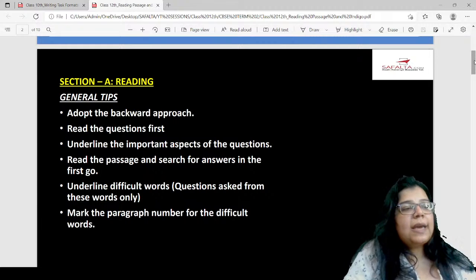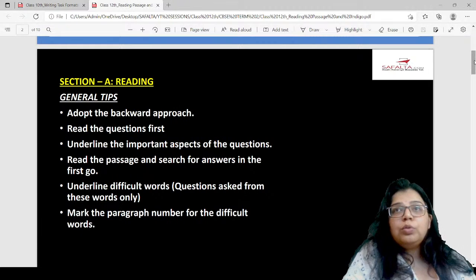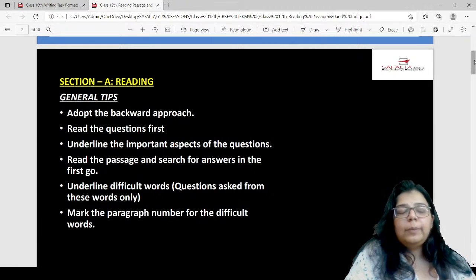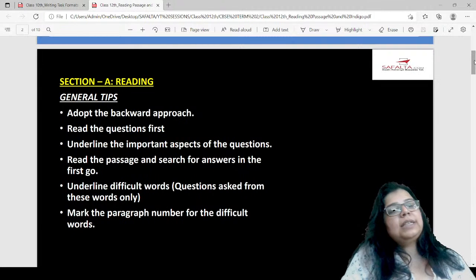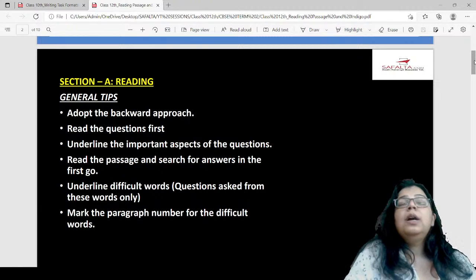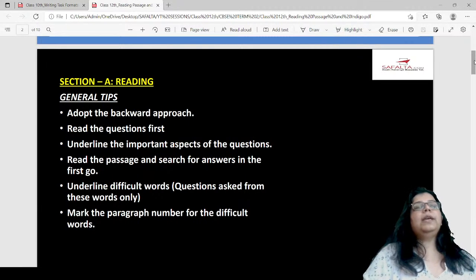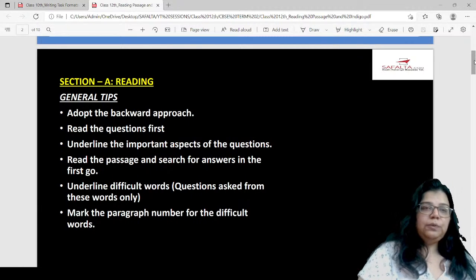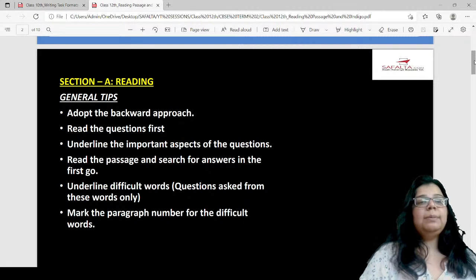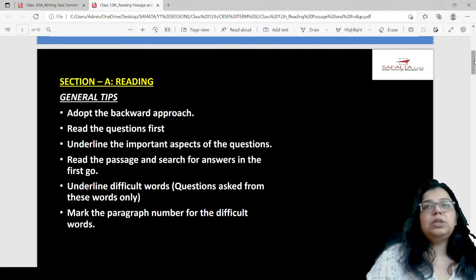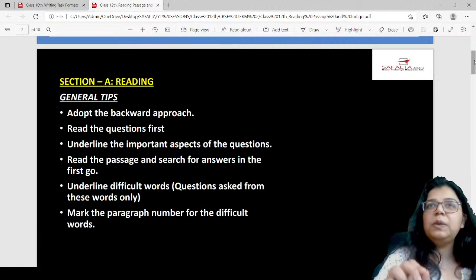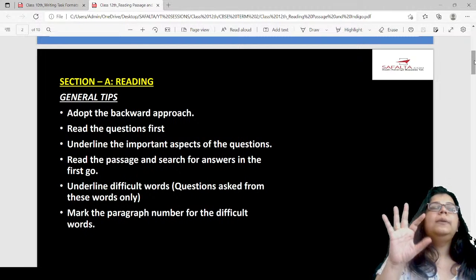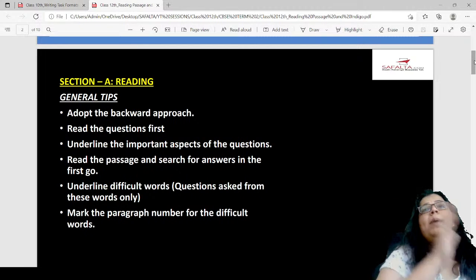IELTS is an exam that you take if you want to study abroad, right, or to work abroad. In that also you have a reading section, and in that section also we adopt the same strategy. What is the strategy? I'm repeating myself again. Don't read the passage first. Very important. Read the questions first. If you can't remember what is being asked, underline the question, because when you underline what is being asked, it stays in your head, right? And then go back to the reading passage.